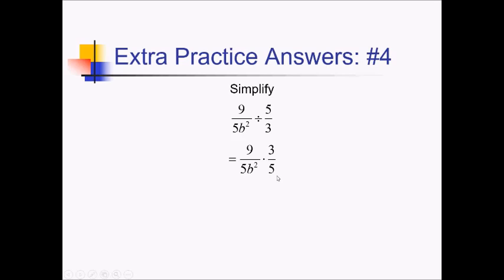And can I reduce or cancel anything? Well, 3 and these 5's here, nothing's going on there. Same thing with the 9 and the 5. So this is one of those rare times where there's nothing to cancel out or reduce. So we're just going to multiply straight across then.